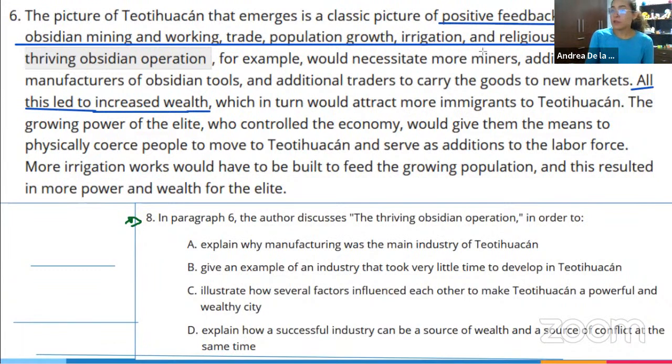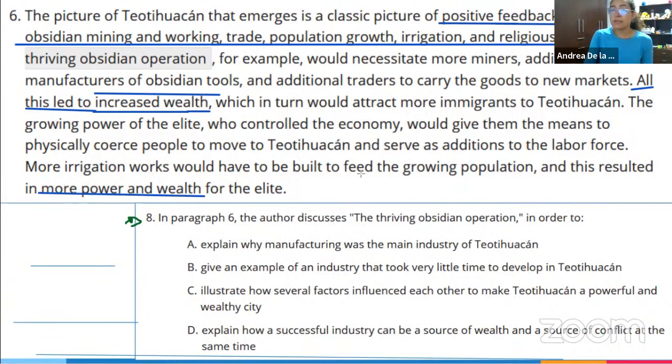religious tourism. So basically what this means is that every factor that led to the development of Teotihuacan wasn't working on its own. Every factor had a positive influence on everything. So obsidian mining had a positive effect on working or on trade or population growth. Then irrigation had a positive effect on religion. So everything was connected and everything had a positive influence on everything. And that is what, as you guys said, made Teotihuacan increase its wealth and also have more power and wealth, right? More power and wealth.